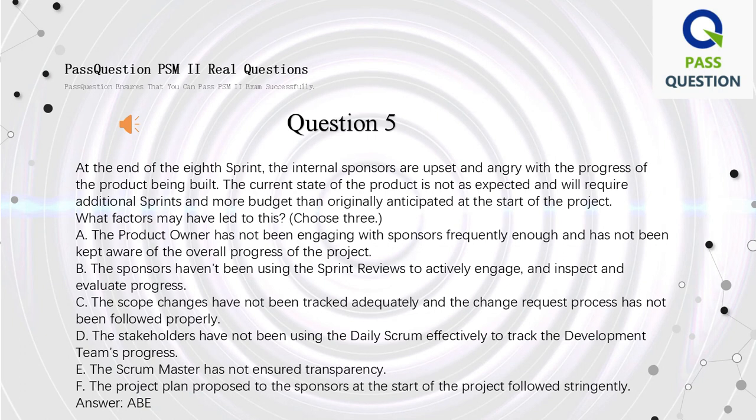D. The stakeholders have not been using the daily Scrum effectively to track the development team's progress. E. The Scrum Master has not ensured transparency. F. The project plan proposed to the sponsors at the start of the project followed stringently. Answer: A, B, E.